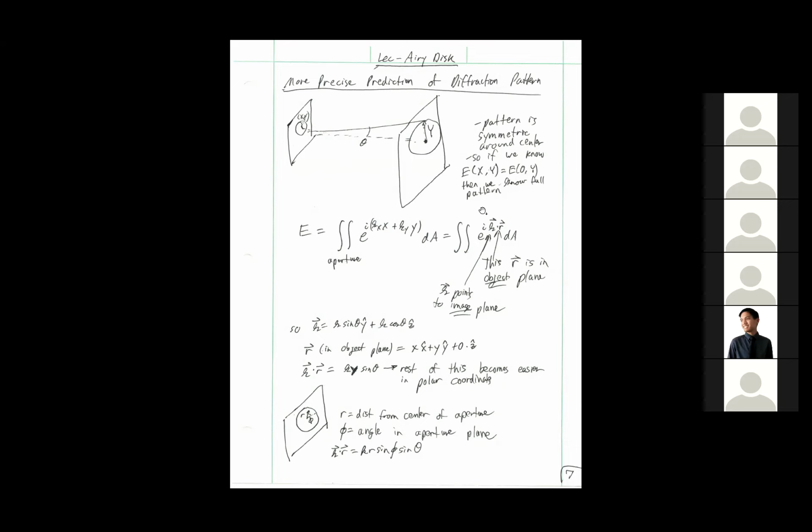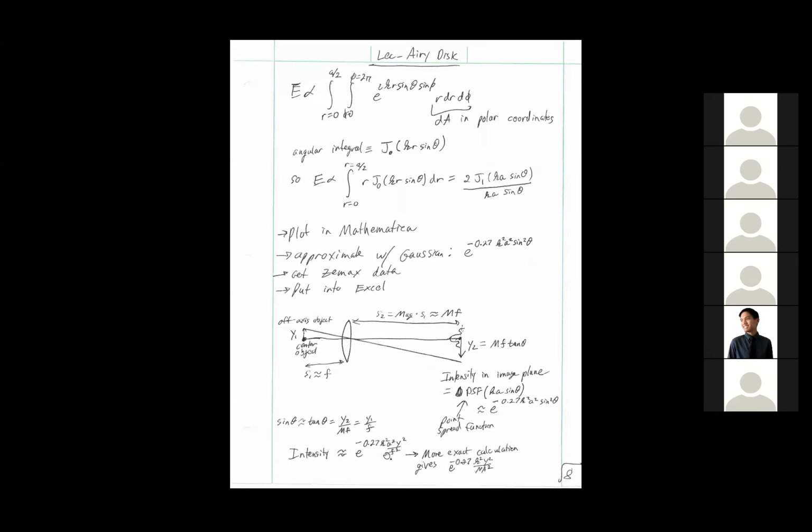And now if we're going to do this integral over this plane, because we're doing the integral within a circle, it's easier if we start working in polar coordinates in the plane of the object. So we're going to say that r is the distance from the center of the aperture, phi is the angle in the aperture plane, and k dot r is kr sine theta sine phi. So we set up that integral.